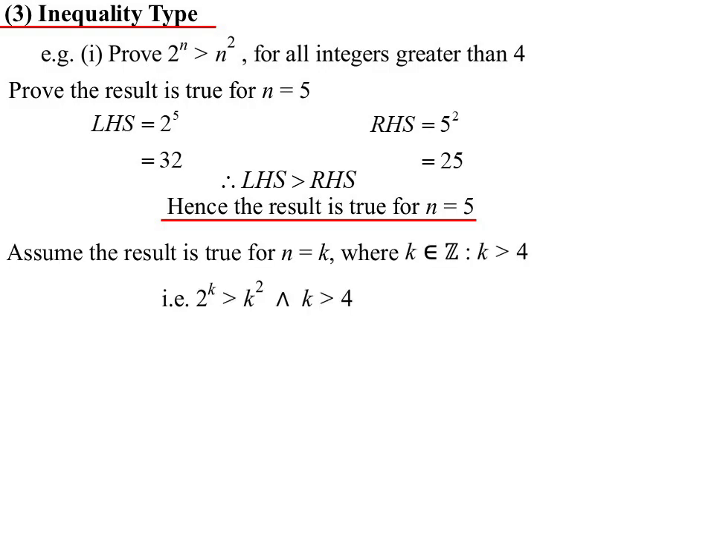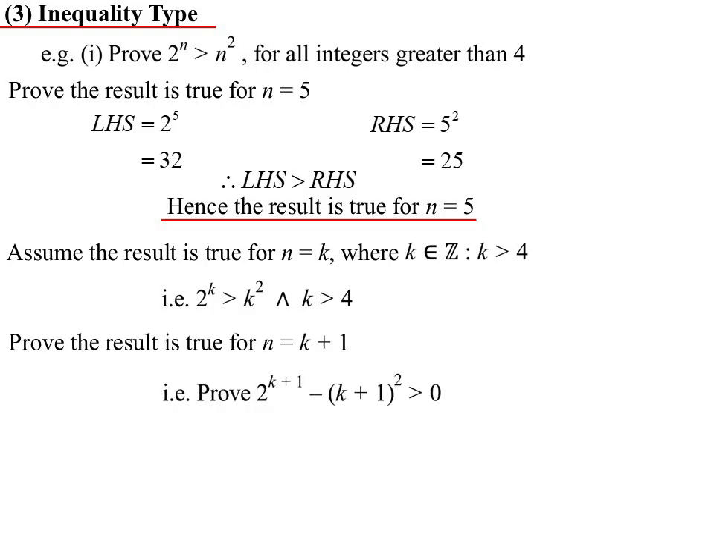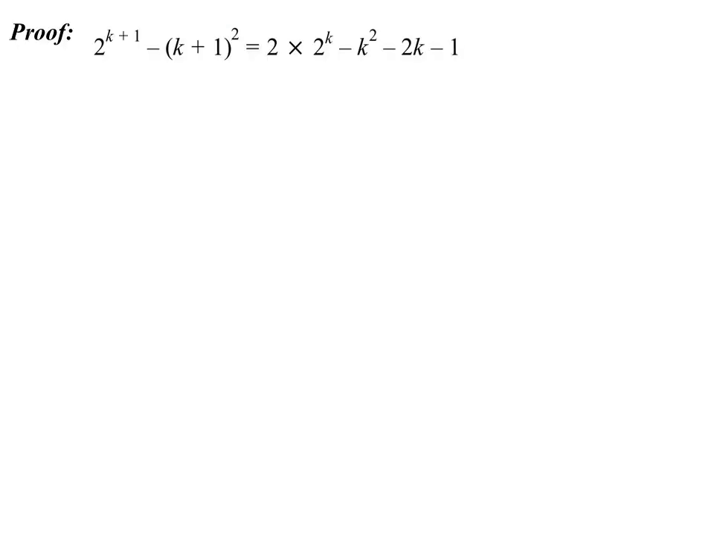I'm now going to assume true for n equals k. K is an integer, but k is greater than 4. Again, this will become a key part of my proof. In other words, 2 to the power of k is greater than k squared, and also k is greater than 4. We want to prove it true for the next case, k plus 1. 2 to the power of k plus 1 minus k plus 1 squared is greater than 0. So what I'm going to do is I'm going to try and prove that idea with inequalities. Hey, let's move everything to one side and just try and show it's always positive. So that's what I'm going to try and prove. I've got to get that assumption in there somehow.